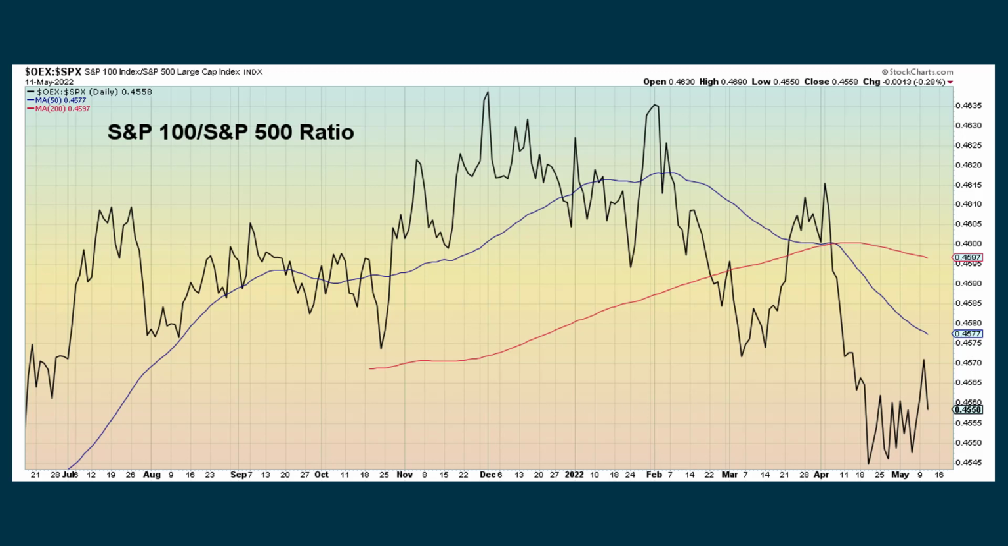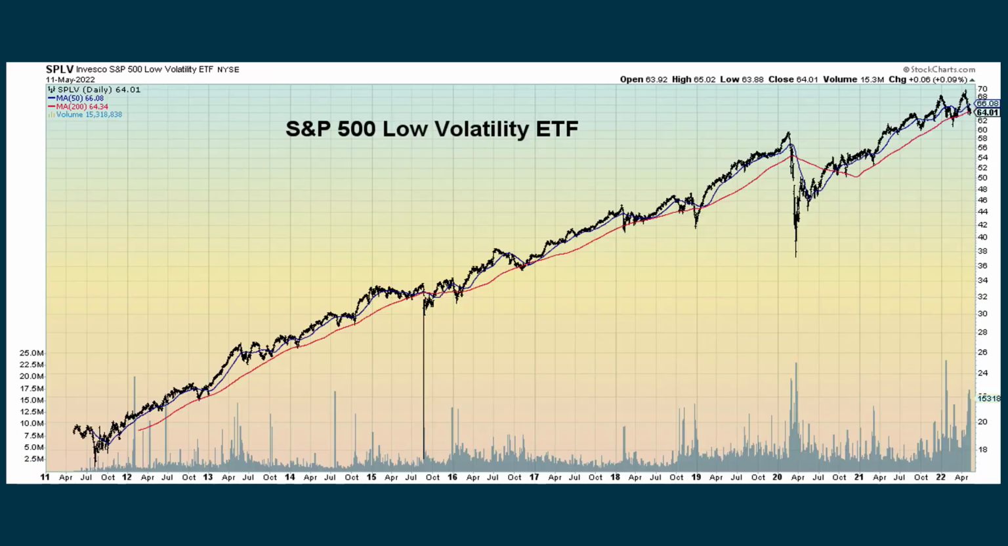Some other things that we look at are the S&P 100. These are the 100 biggest stocks in the S&P 500. They've been really underperforming the rest of the S&P 500. Then we also have an ETF, which consists of low volatility stocks. These are stocks that might still go down if the market goes down, but they usually don't go down as much. And sometimes they might even advance. This is what people like to get into when they're more defensive, when they're more concerned about the market.